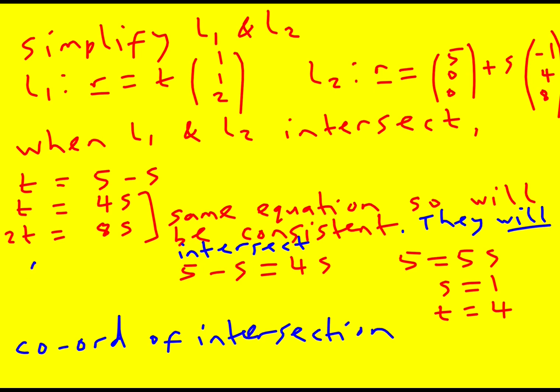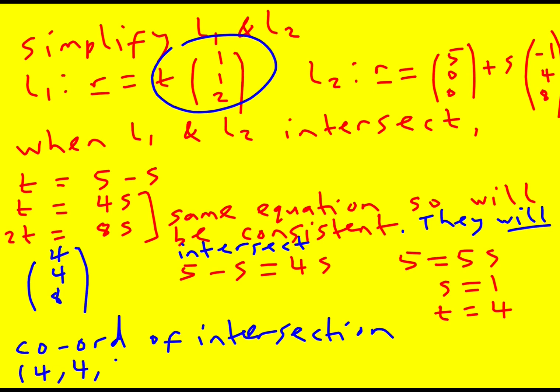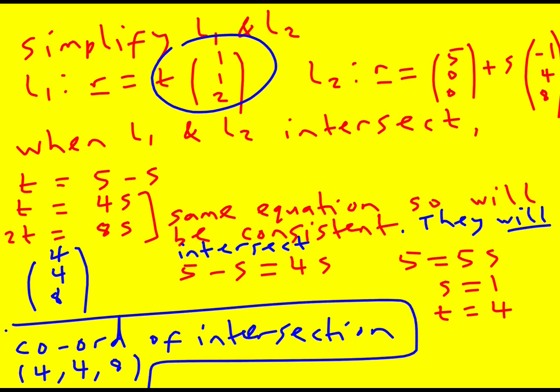I'm just going to work out the position vector of the intersection point. So I'm going to put 4 back into here. That's what I meant. That's going to be the simplest one. It's going to be (4, 4, 8). And the coordinate follows simply as (4, 4, 8). Okay, good effort on this question.